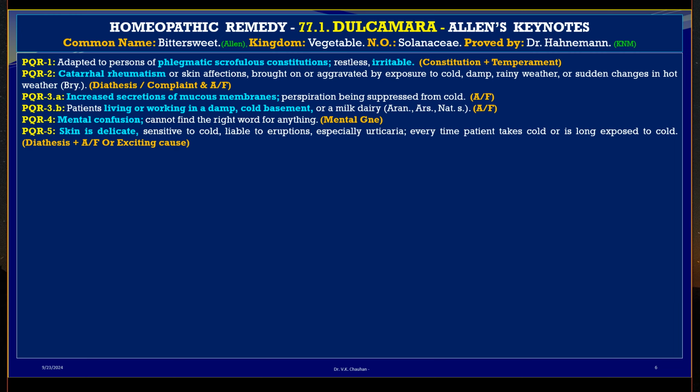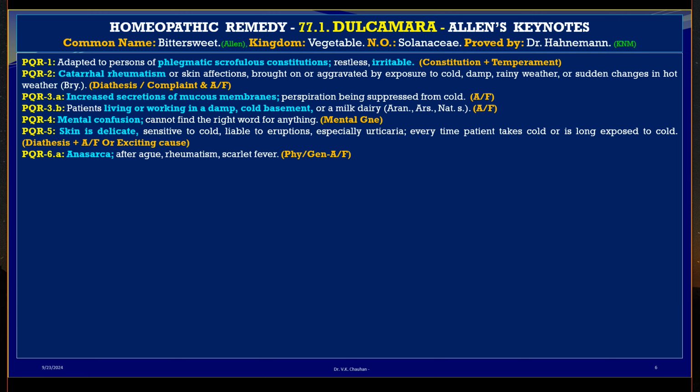Especially urticaria. Why? Because there is a diathesis of delicate skin which brings about psora flaring up, it throws everything on the skin and comes in the form of urticaria. Every time the patient takes cold or is long exposed to cold, it is the exciting cause. So we have the diathesis, and what is the element? That is urticaria. We go to the next, PQR6A, anasarca.